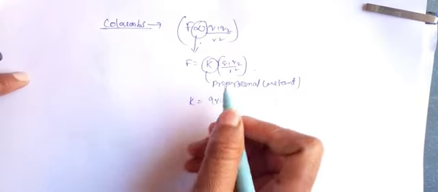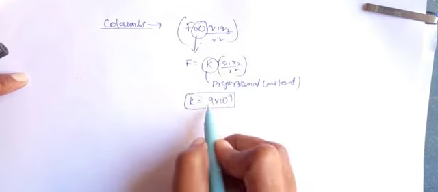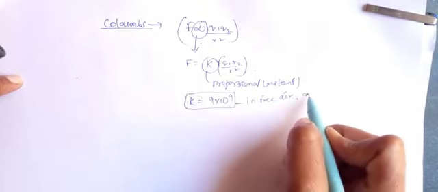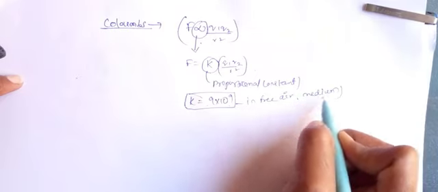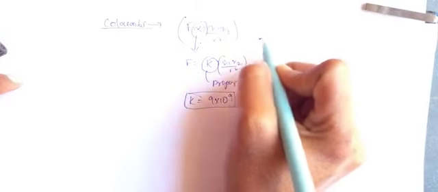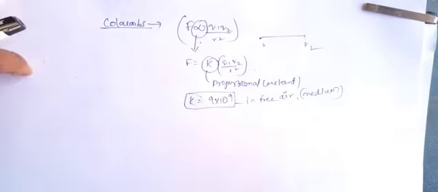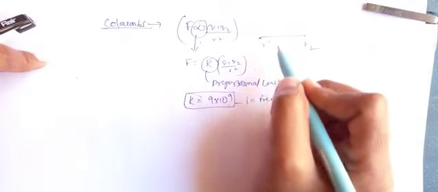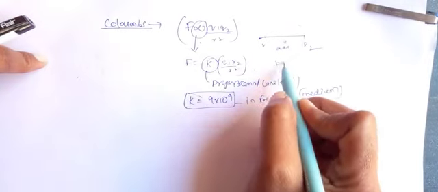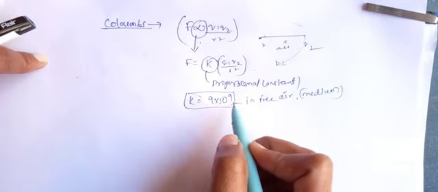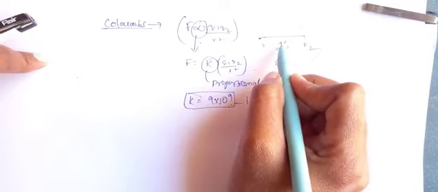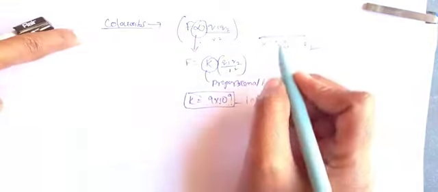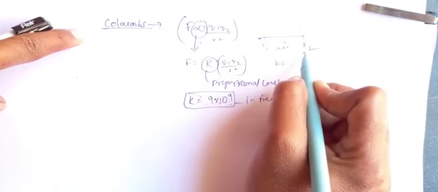This is the proportionality constant, but in free air. If the medium is free air, here we have the charge q1 and this is q2. If the medium between these two charges is air, then k is equal to 9 into 10 power 9. Now if the medium is water, or any other medium, here we have q1 and q2.